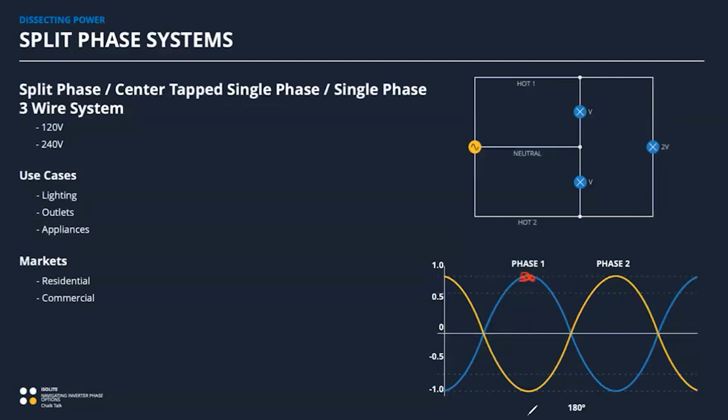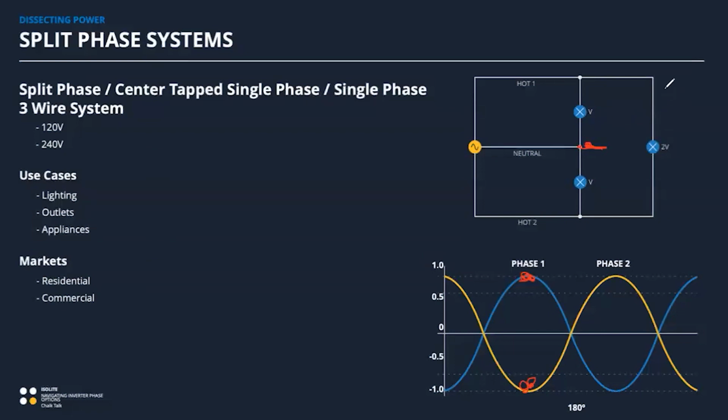So one phase is high, one phase is low. The reason for that is that every residential system is a 240 volt system. Most people think that you have a 120 volt system. You do not. You have 240 volts coming in from the power company.